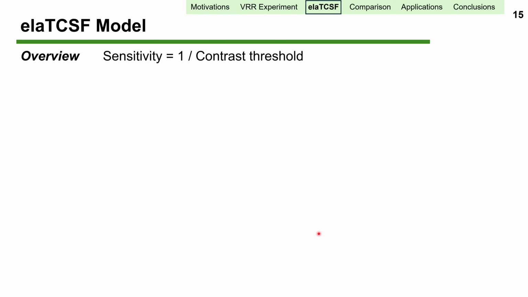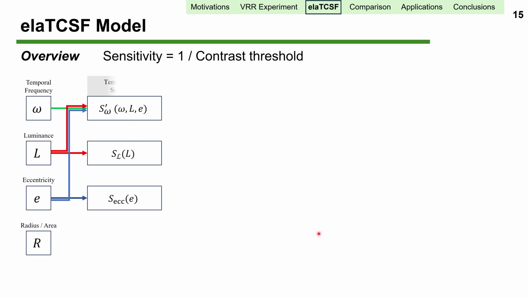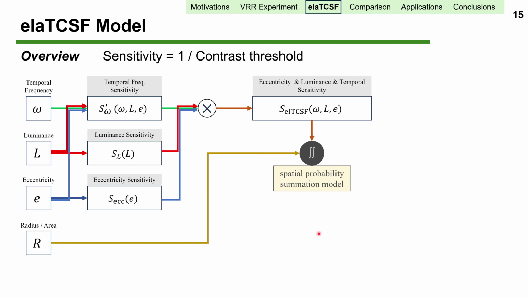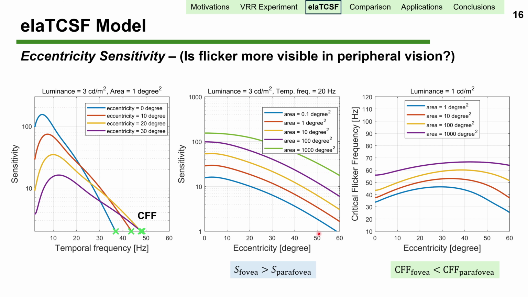Here we present the diagram of our elaTCSF model. The process begins with 4 input parameters on the left. Sensitivity functions are constructed for the first 3 parameters, and their product forms the preliminary elaTCSF. Finally, the spatial probability summation model is applied to construct the complete elaTCSF.